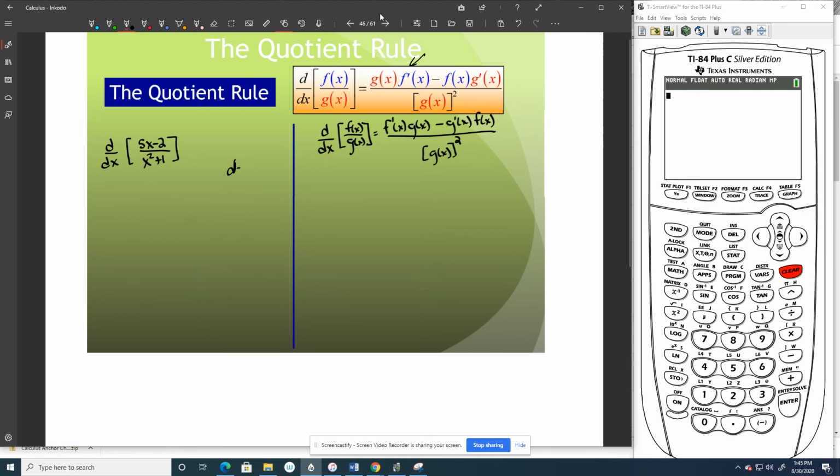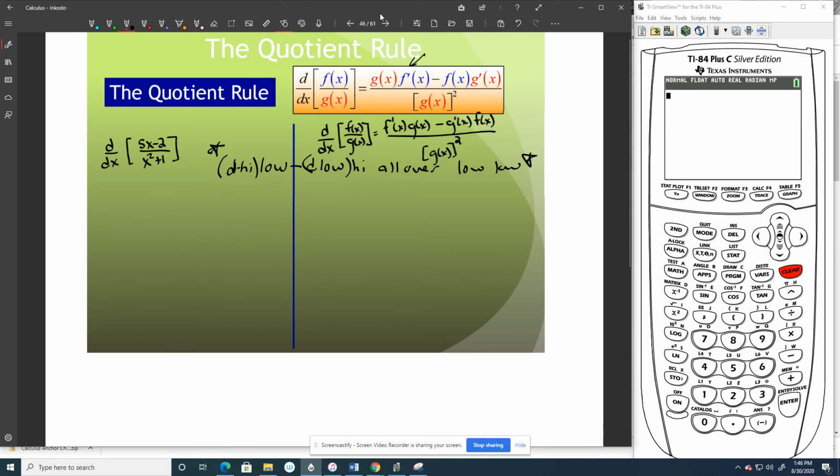They say D high, low, minus D low, high, all over low low. So the derivative of the top, D high, times the low, minus the derivative of the low times the top, the high, all over low low. And like I said, this is one that you'll hear some students kind of humming: D high low minus D low high all over low low.